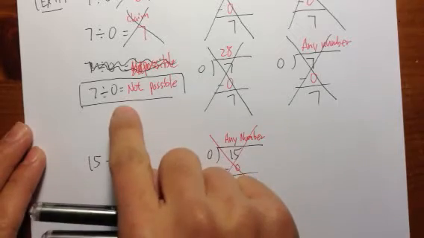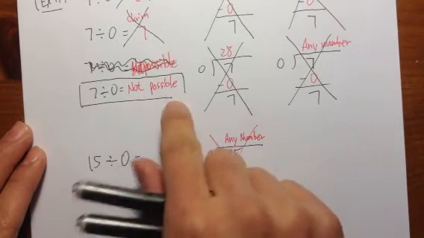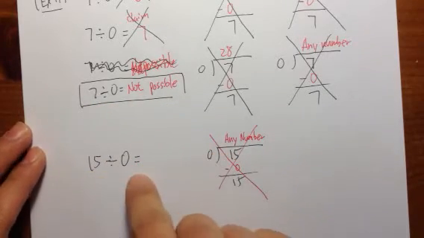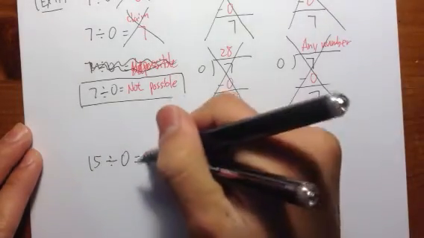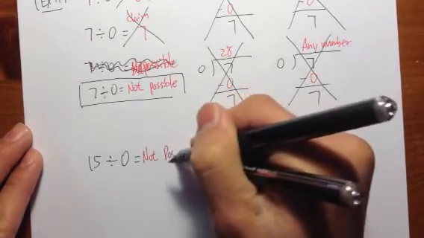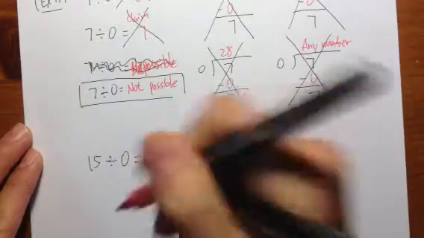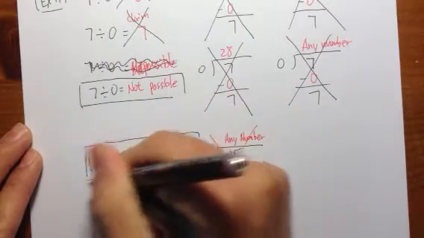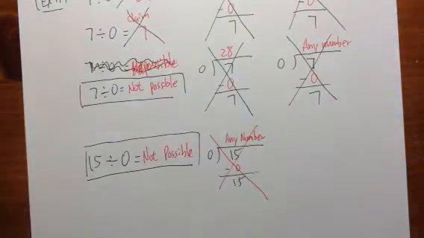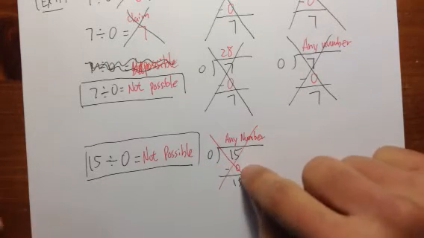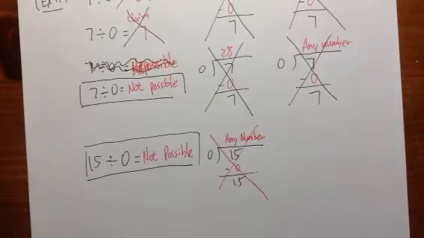It's just like this case. 7 divided by 0 is not possible. 15 divided by 0 is also not possible, because there's no number that you multiply by 0 that will somehow give you 15. It's not possible.